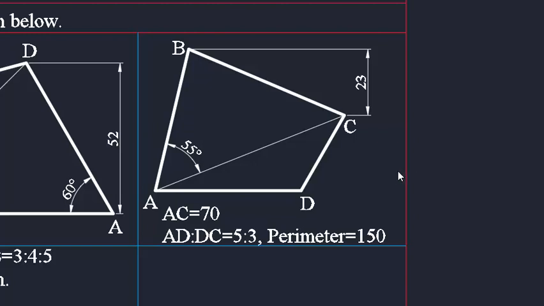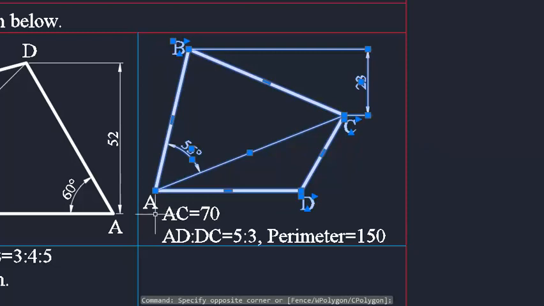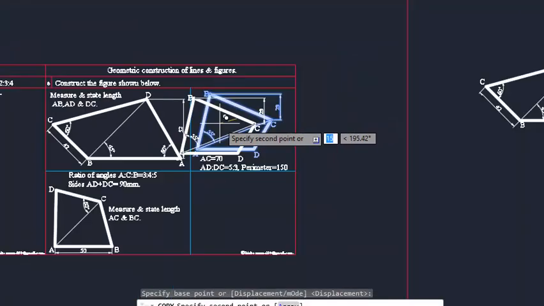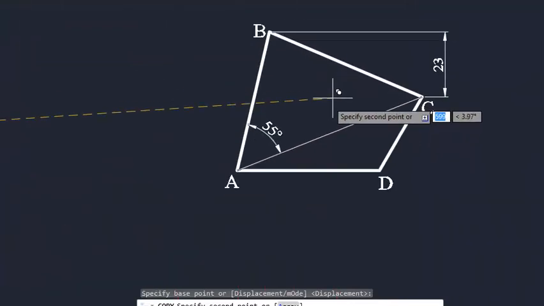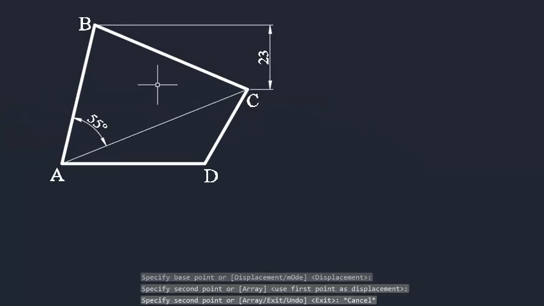Alright, so the next figure was this one, whereby we had to construct the same figure ABCD. In this one we had that AC was 70, the ratio of AD to DC was 5 to 3, and the perimeter was 150. So let's look at how we can achieve this one. It is another plane figure that is constructed out of the geometry of triangles.